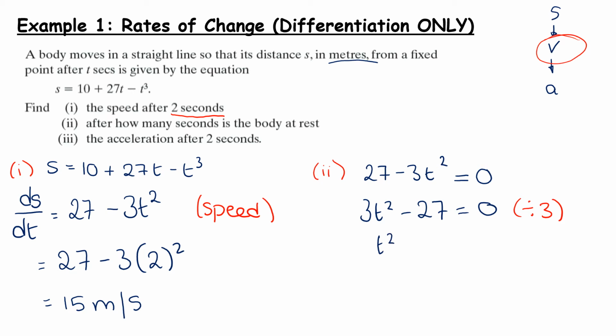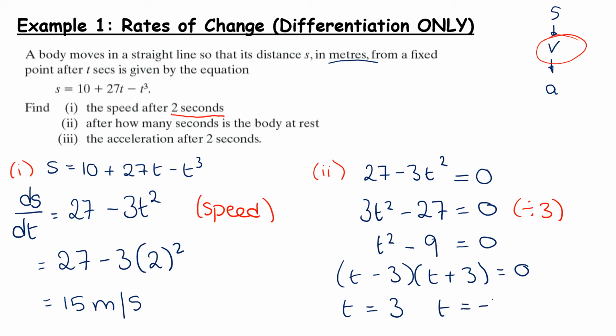So that leaves us t squared minus 9 equals 0. And hopefully at that point you will figure out that we have a difference of 2 squares. If you don't, and you work this differently, you would have probably still ended up with your t equals 3. You might have forgot your t equals negative 3, but because it's time, this is not valid. So after how many seconds is the body at rest? It is at rest after 3 seconds.